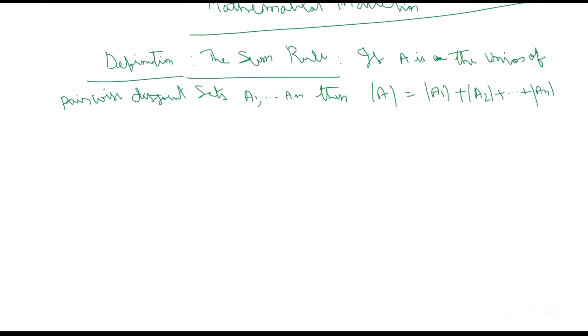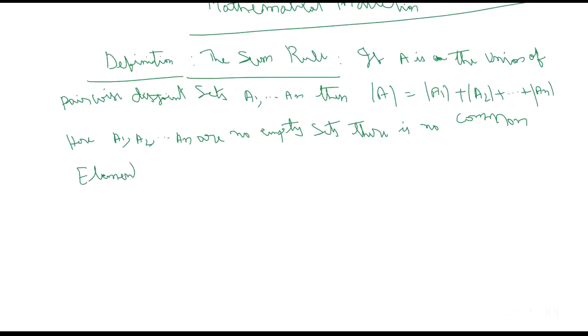Here A1, A2, etc., AN are non-empty sets having no common elements. There are no common elements.